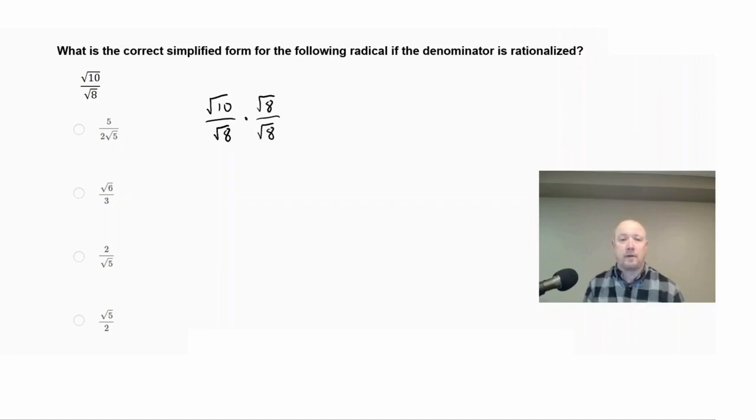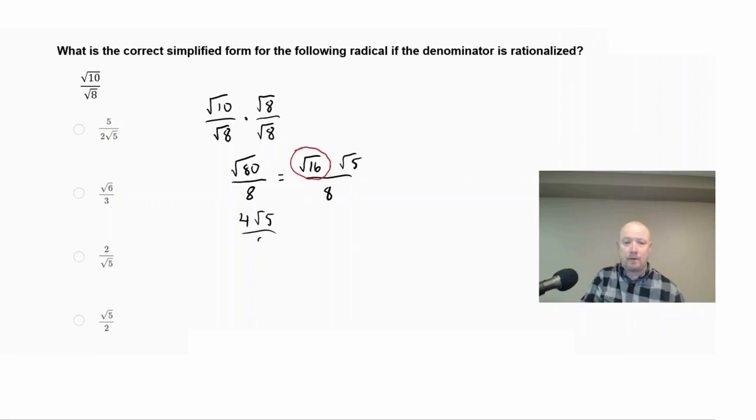If we do that, for the top, we get square root of 80. And for the denominator, we get root 8 times root 8, which is 8. Now, square root of 80 can be written as the square root of 16 times the square root of 5, divided by 8. And we know that the square root of 16 is a perfect square. Square root of 16 is 4. So we get 4 root 5 divided by 8.